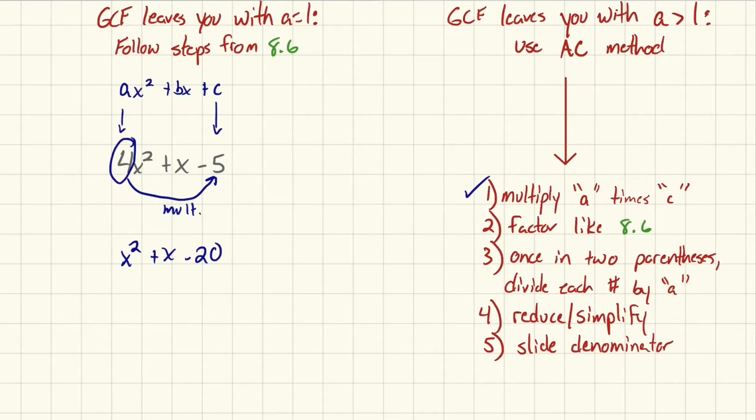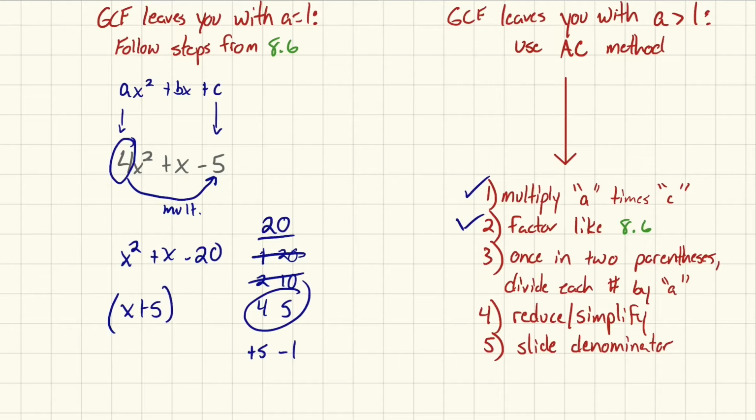Well, in step number 2, we have to factor like we did in 8.6. Well, what does that mean? We take our 20 and write our factors of 20 out: 1 and 20, 2 and 10, 4 and 5. Well, how can I get a positive 1? Because really there's a 1 in the middle there. How do I get a positive 1 out of those? Well, I can't out of the first 2, but I can out of the third. The way that I get a 1 is by taking positive 5 and subtracting 1. So that gives me my parentheses x plus 5 and x minus 1.